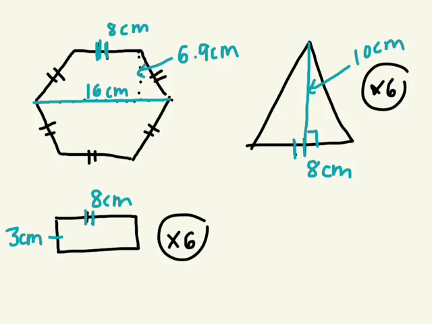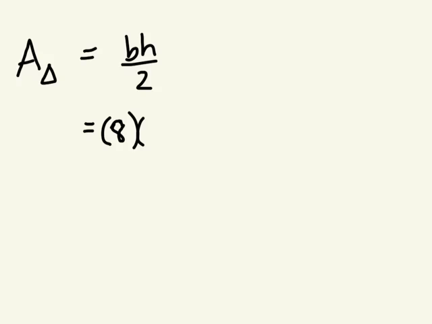The shape is also made up of 6 triangles and 6 rectangles. This will be easy to calculate. Can we find the area of the triangle? Do you need to do any work here? Nope. So let's find the area of the triangle. What were the dimensions? What was the base and the height? Looking back at your diagram, what was the base of the triangle? 8. What was the height?